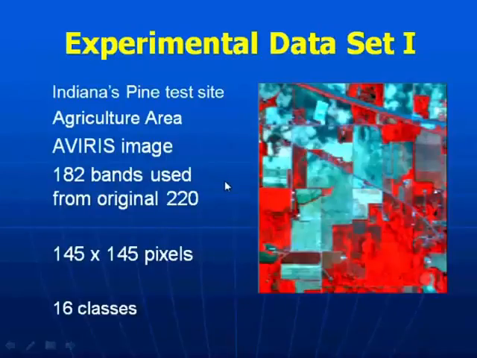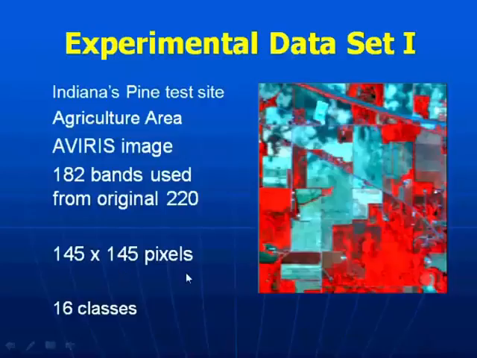So this we applied on an experimental data set. It is a very well known data set available at Purdue University website. Most of the people have used these data sets for their research whenever a new algorithm has been developed. So this data set has been used. It is an average image. From original 220 bands we have retained 182 bands, wherein water absorption bands and some bands which were having no data have been removed. It is an agriculture area containing 16 crop classes, and the size of the image is 145 by 145 pixels.